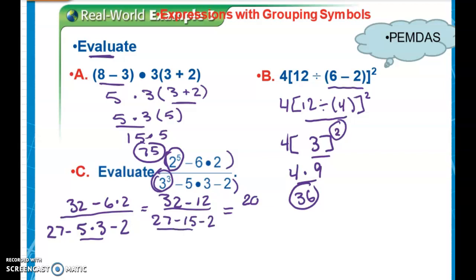Then you work from left to right. 27 minus 15 is 12. And there's a minus 2. This equals 20 over 10, which then equals just 2.